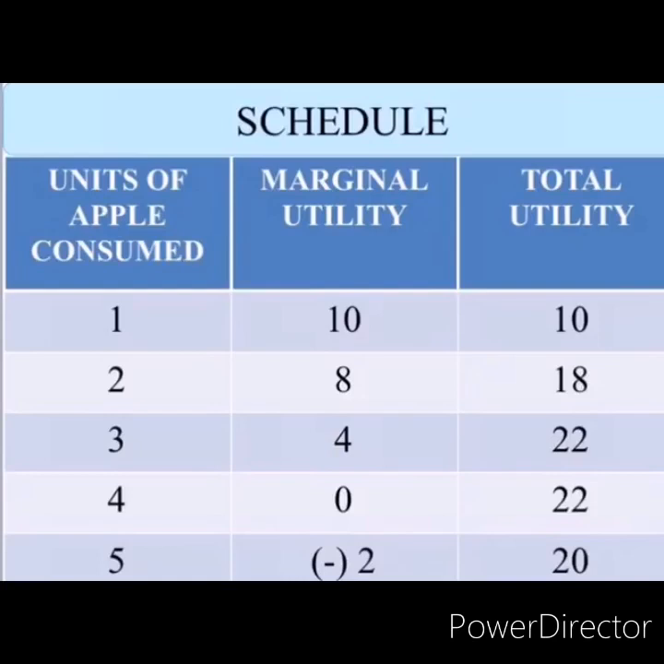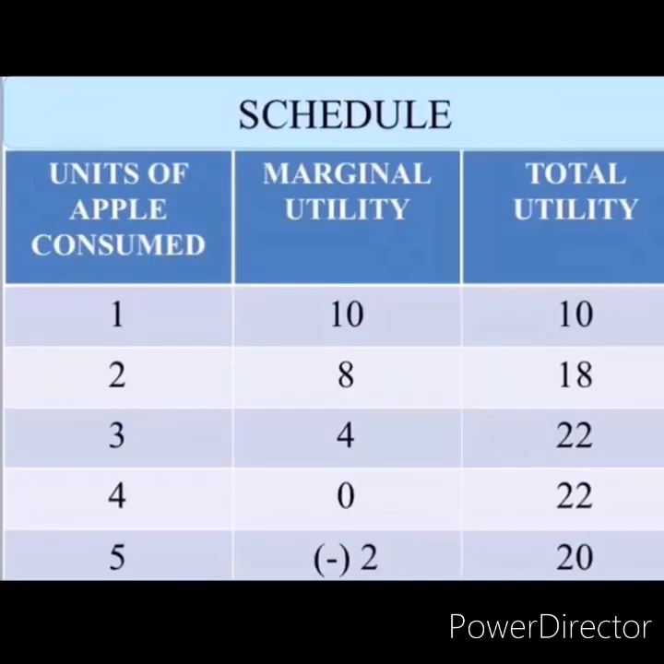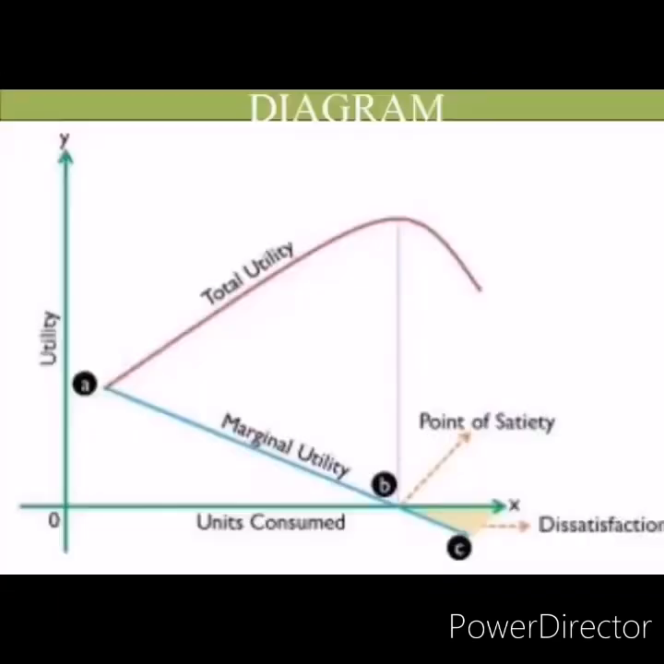So that's why the marginal utility is decreasing whenever we are consuming more and more goods, and at the fourth unit of apple the marginal utility becomes 0, and at the fifth unit the satisfaction or the utility of the person becomes negative, that is -2. So this is the diagram.